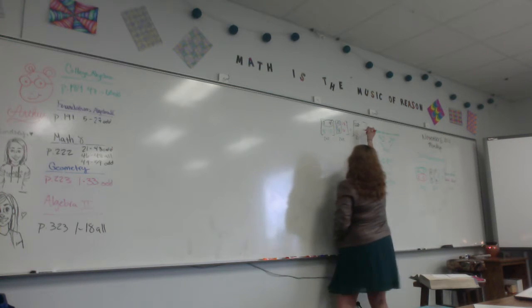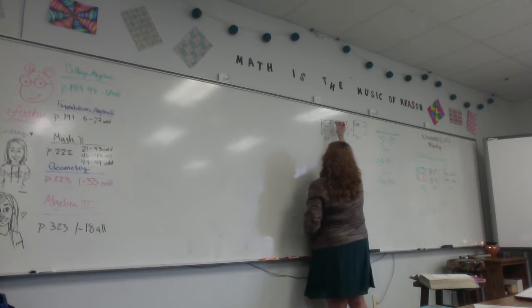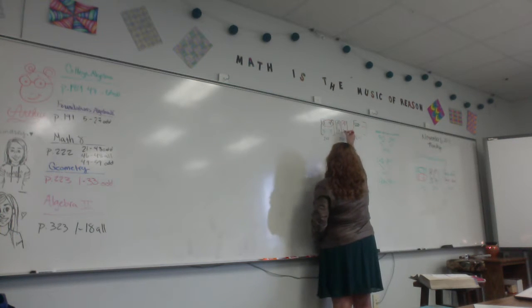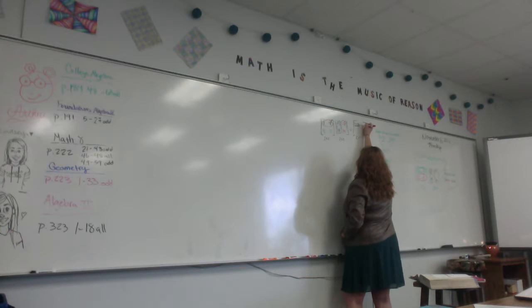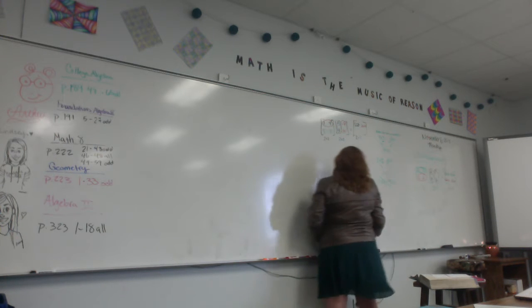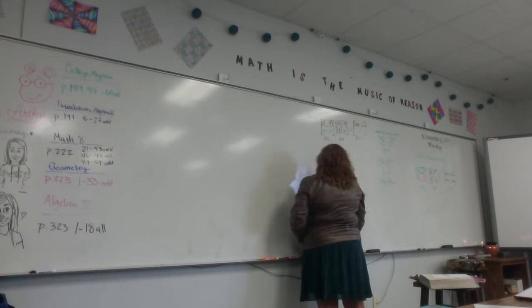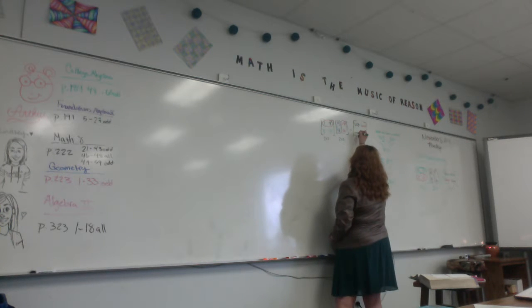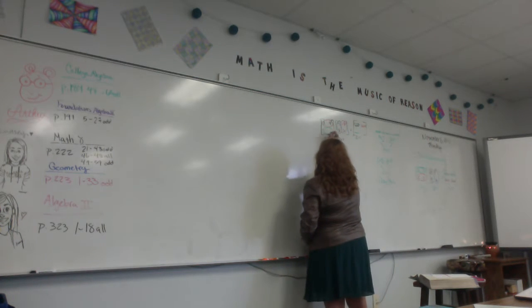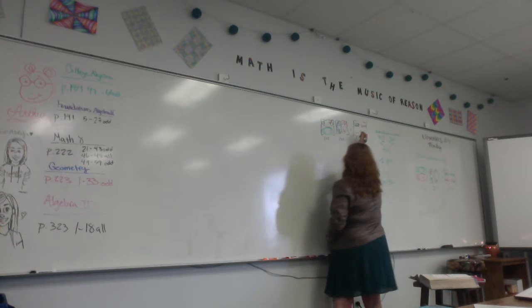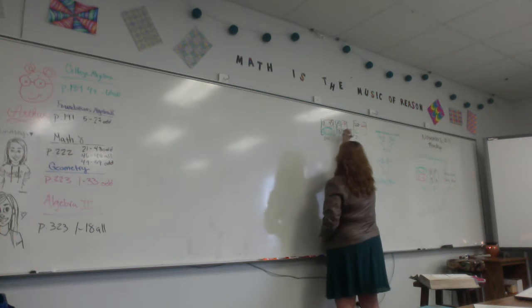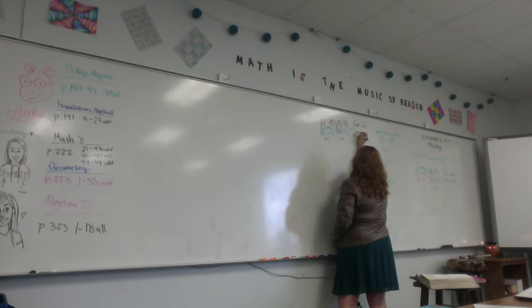Now, how do I find this spot right here? You do this row times that column. What's 1 times -7? What's 4 times 6? Okay. Now, I'm going to try to find this spot right here. Take this row times this column. What's 3 times 5? 15. -2 times 9. -18.